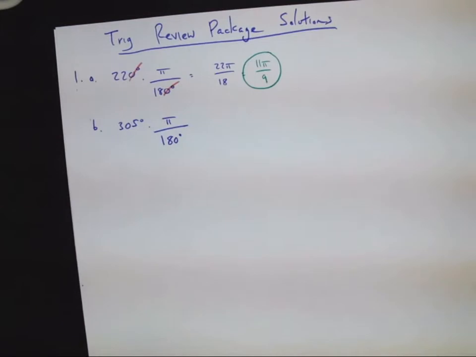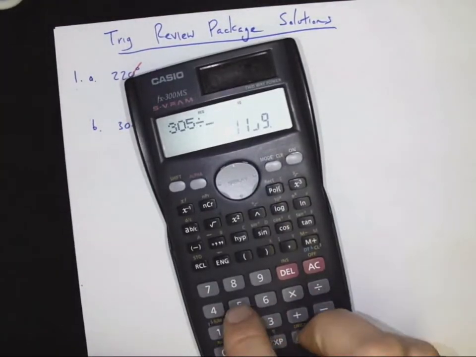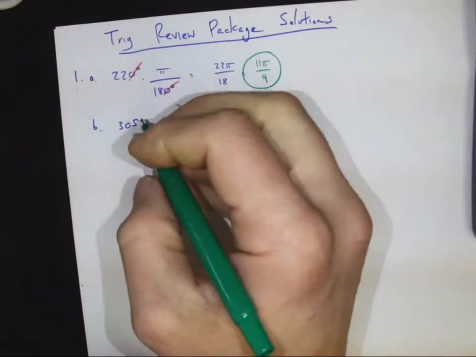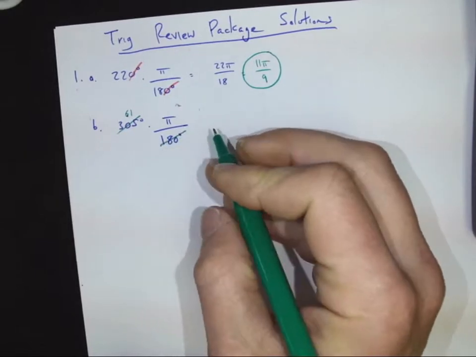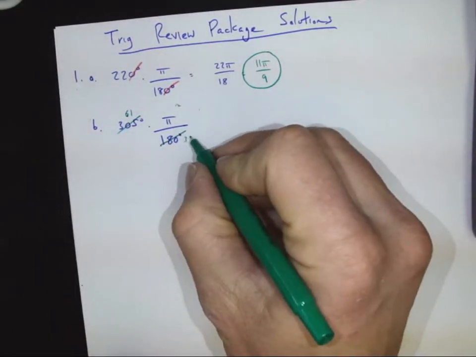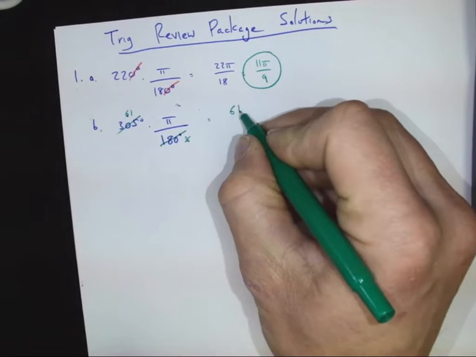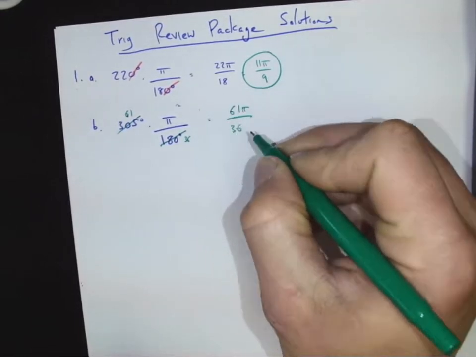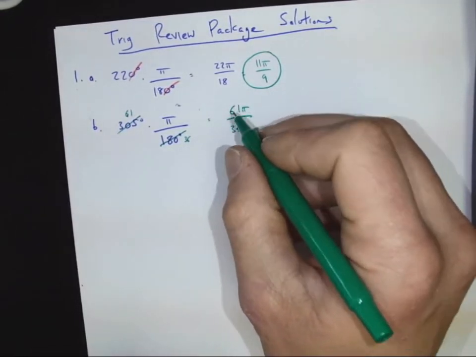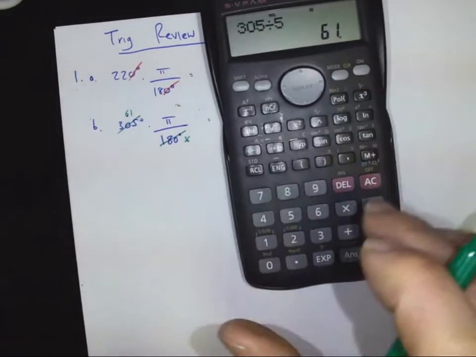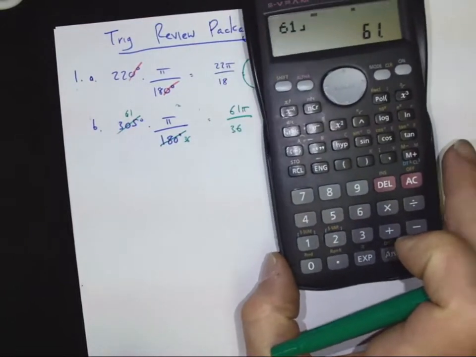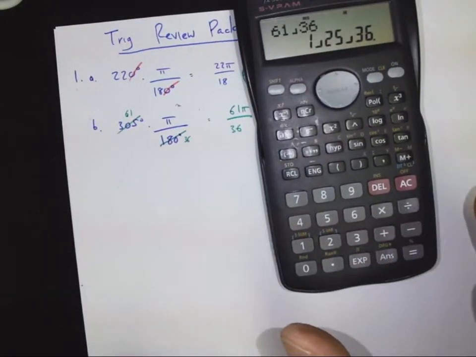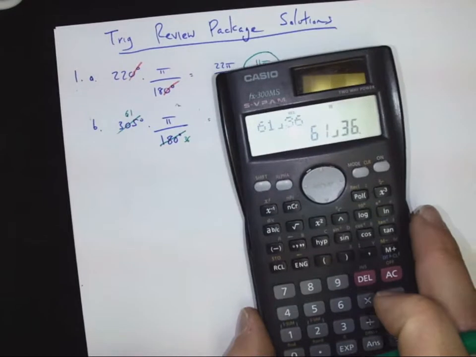Again, I don't know what I can do here, but I think they can both be divided by 5. So I'll divide 305 by 5. I get 61. And I'll divide 180 by 5, and I believe that gives me 36. And so then I get 61 pi over 36, and I think that 61 is prime. But just to check, I'll ask my calculator if that can be simplified further. And it cannot. It just is written as 61 over 36.